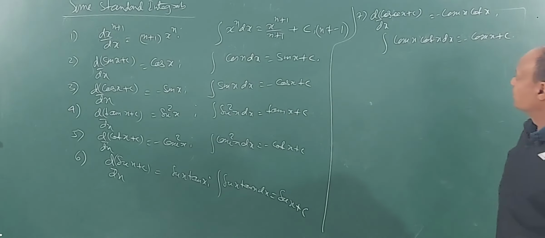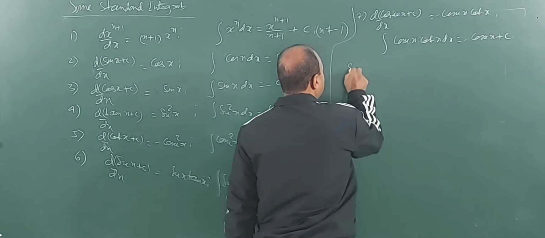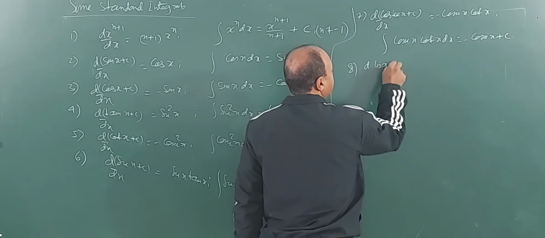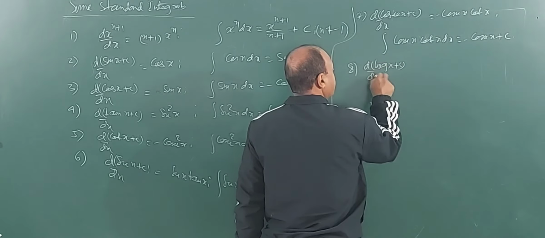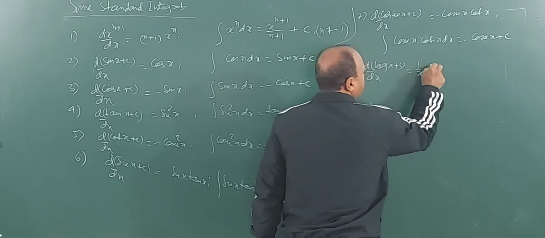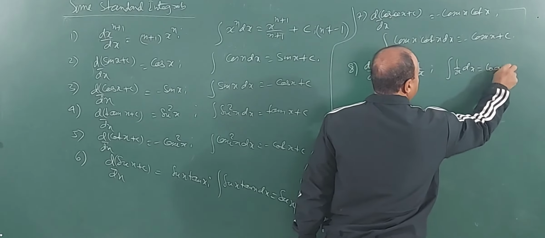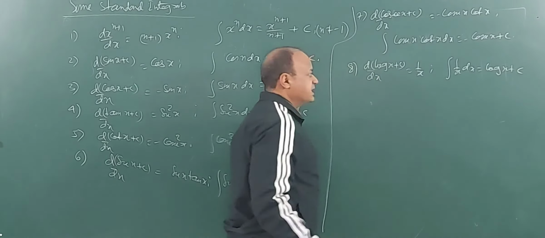Okay. Now, number 8, derivative of log x plus c is 1 by x. So, integration of 1 by x is log x plus c. Make sure you are understanding these formulas.